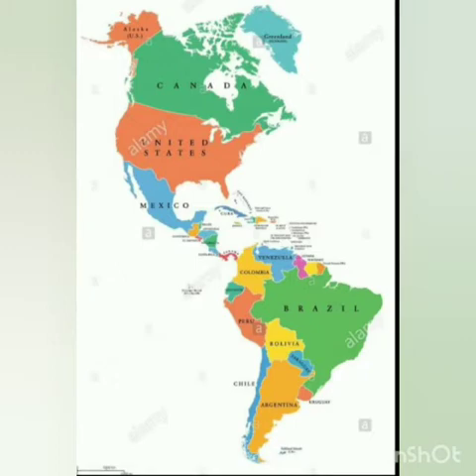To the south of North America, and attached to it by a narrow strip of land, lies the continent of South America. So this continent is South America. It is the fourth largest continent after Asia, Africa and North America.